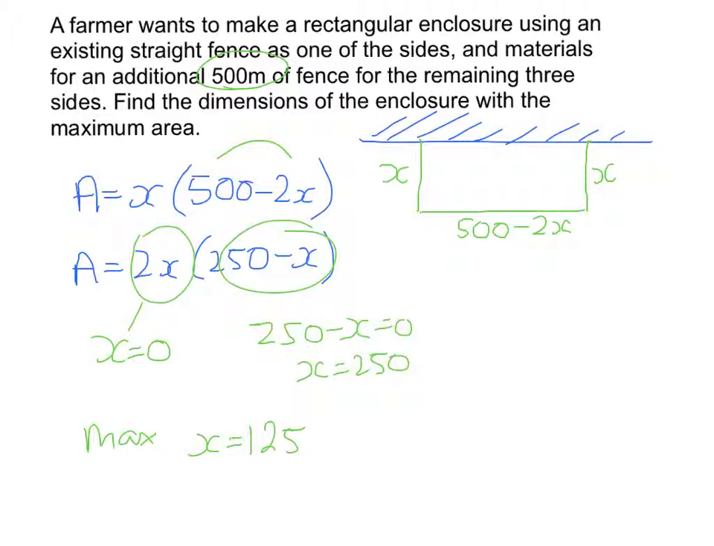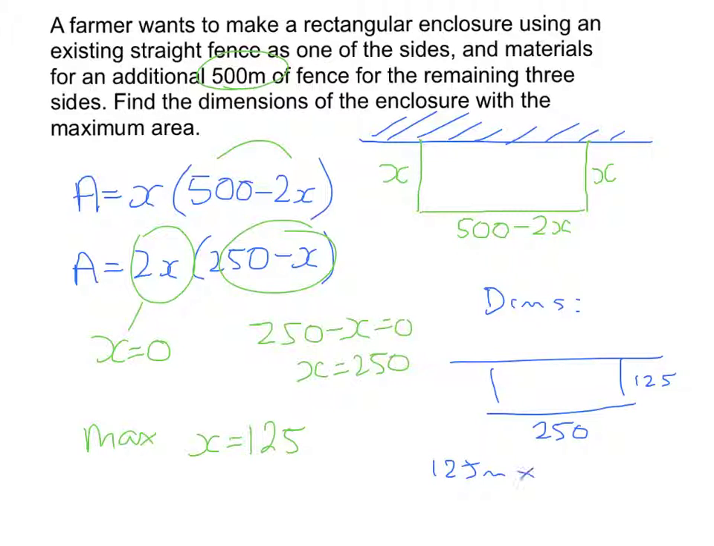That would then mean for our dimensions, if we have the shorter length is 125, then the longer one is going to be 500 take away 2 lots of 125. 2 lots of 125 is 250, so 500 take 250 is equal to 250. So the dimensions would be 125 metres times by 250 metres. So a length of 250 and a width of 125. That's the answer to that question. And we'll move on to the next question.